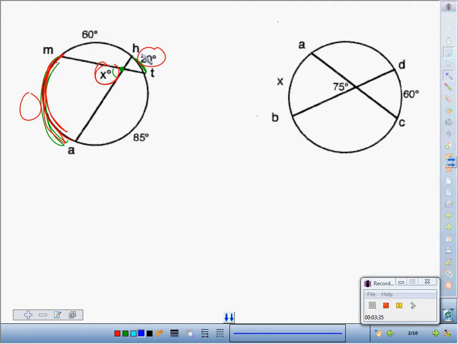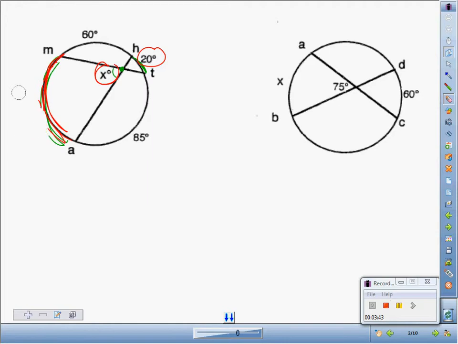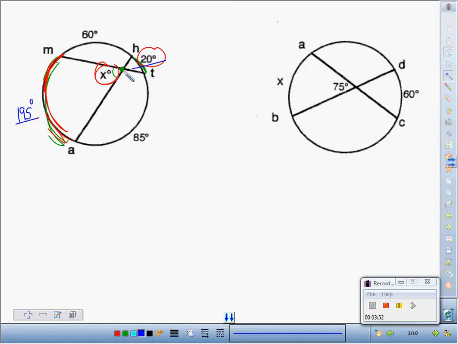So if this is 60, this is 20, and this is 85, take 360 minus all those numbers, and you'll figure out how much this arc is. So please do that. That was 195 degrees. Now that I know this and this, since this vertex is inside the circle, I will add those two things together and get 215, and then divide by 2, which is 107.5 degrees. Don't forget the degree symbol.